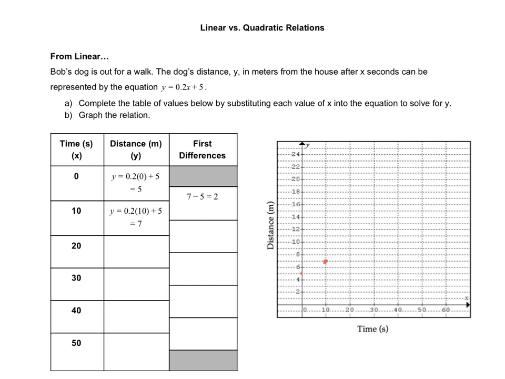All right, so when you did sub your values in, I'm going to do one more. So 0.2 times 20 is 4. And then when I add on the 5, I get 9. And then at 30 seconds, the distance will be 11. At 40, it will be 13. And at 50, it should be 15. So if you plotted your points, hopefully you had something like this. And then you can connect your dots with a ruler because it is linear, and we can draw an arrow at the end.